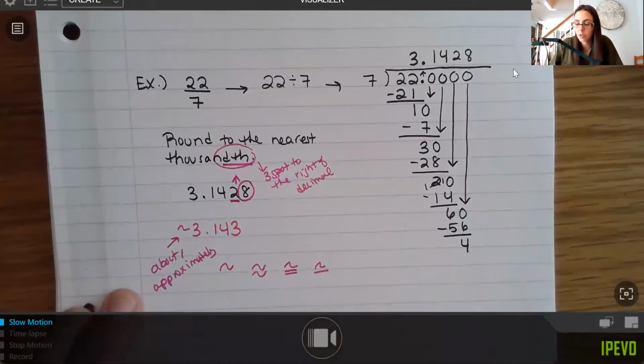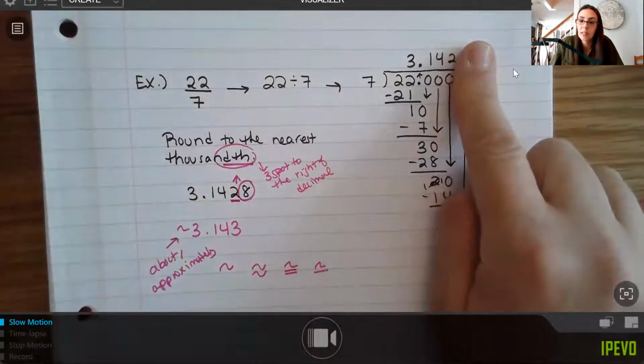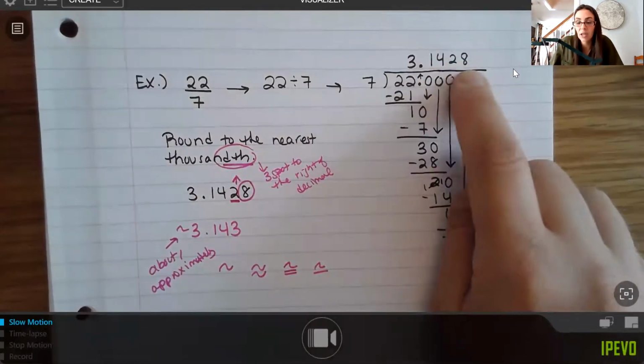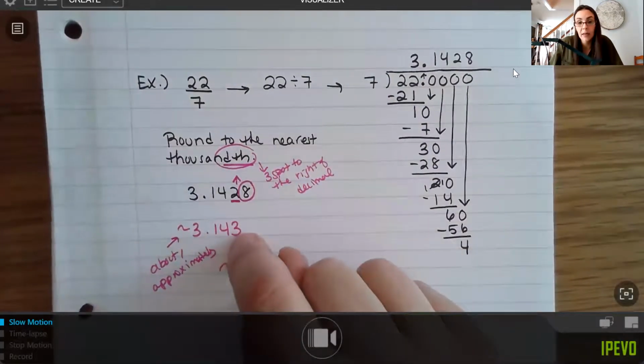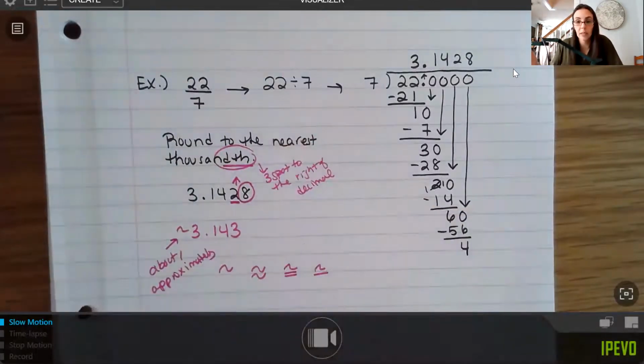A lot of times students will stop. They'll say, oh, round to the nearest thousandth, and then they'll just stop, and they'll leave their answer as 3.142. But that's not correct, because if I'm rounding, I need the next digit to tell me if that 2 stays 2 or if it goes up to 3. And here it goes up to 3. So just be careful here. When you're rounding, again, always go out 1 extra place so that you have that digit to help you round.